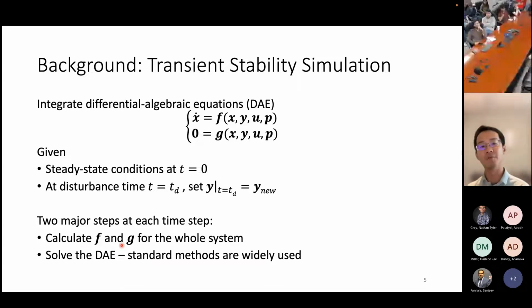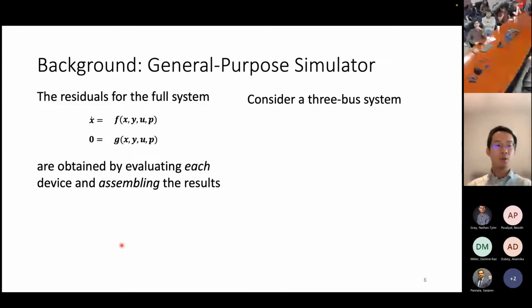So we will talk about how to formulate the residual equations f and g for the whole system. For the whole system, it's not calculated all at once because a complex power system is composed of many different generator, controller, and renewable models, for example. So it is in fact obtained by evaluating each device, each generator device, each controller device, for example, and assembling the results to form the residual equation for the whole system.